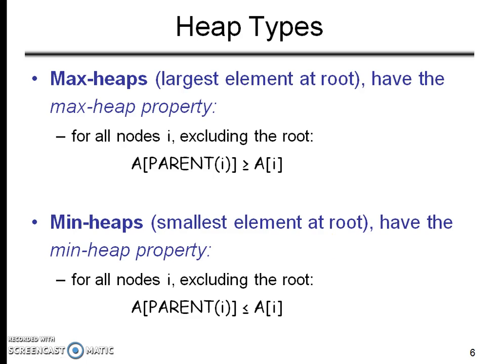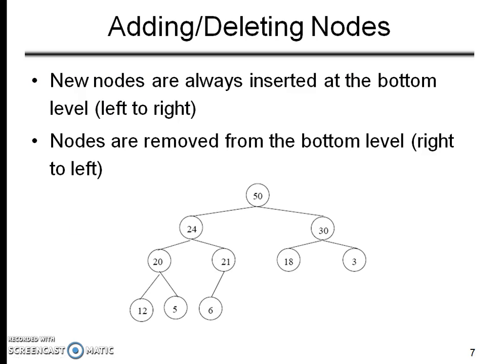There are two kinds of heaps, maximum heap and minimum heap. If the root node is the largest element, then it is a maximum heap. If the root node is the smallest element, then it is a minimum heap. So if you want the array to be in ascending order, then use a maximum heap. If we want the array to be in descending order, then use a minimum heap.